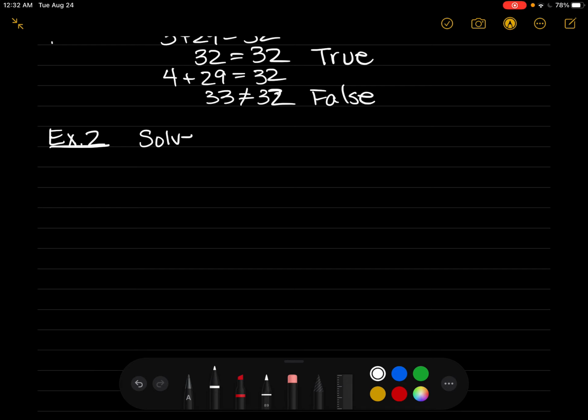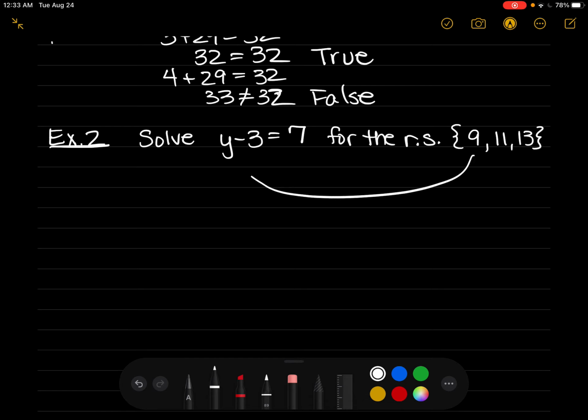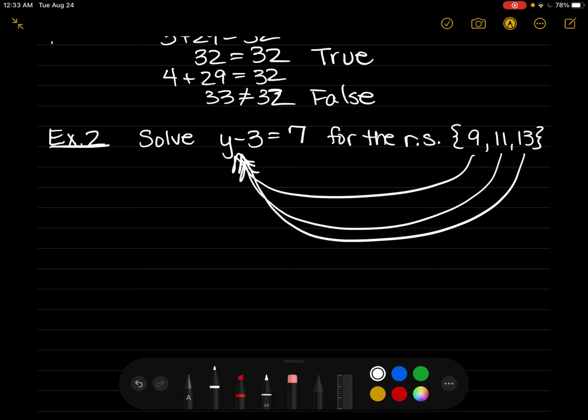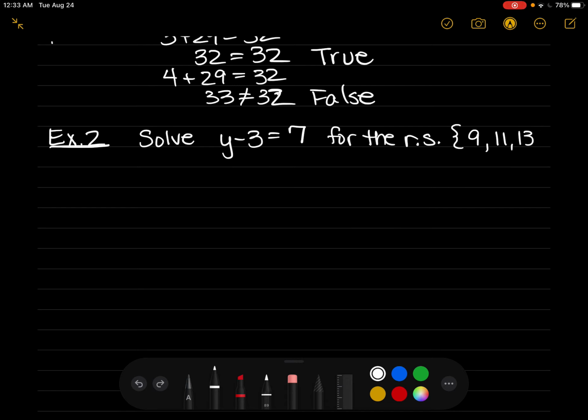So now, example 2 says solve y minus 3 equals 7 for the replacement set, and I'm just going to call it RS for short, 9, 11, and 13. So what you're going to do is you're going to put 9 in place of y and say true or false. Then you're going to put 11 in place of the y and say true or false. 13 in place of the y and say true or false. Okay, so go ahead and pause the video and try it on your own.